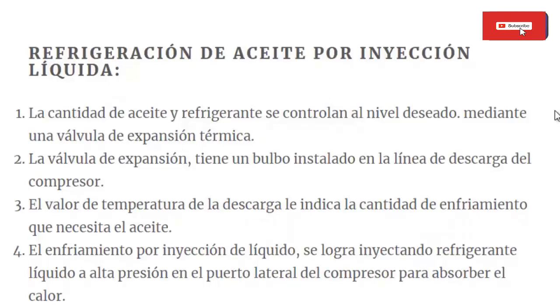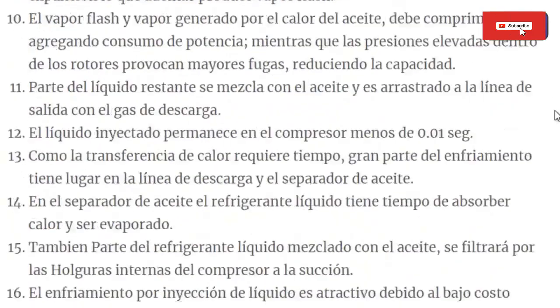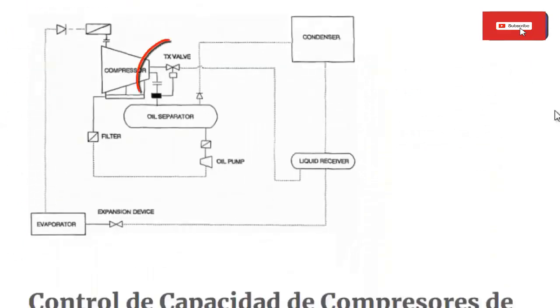Liquid injection oil cooling. 1. The amount of oil and refrigerant are controlled to the desired level by a thermal expansion valve. 2. The expansion valve has a sensing bulb installed in the discharge line of the compressor. 3. The discharge temperature value tells you how much cooling the oil needs. 4. Liquid injection cooling is achieved by injecting high-pressure liquid refrigerant into the compressor side port to absorb heat. 5. The liquid is metered by a thermostatic expansion valve, regulated based on the discharge temperature, to maintain it between 110 and 140 degrees Fahrenheit.